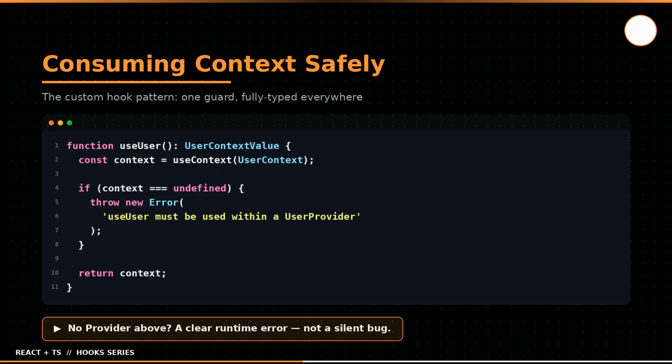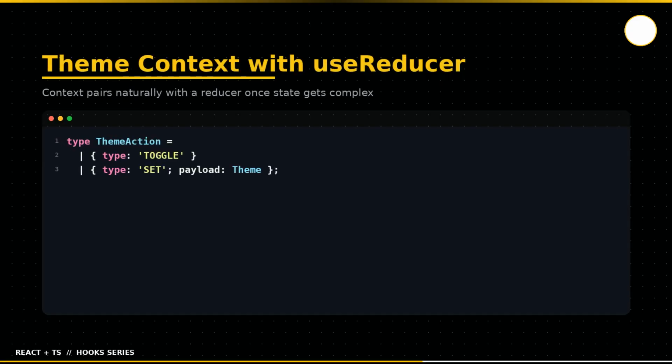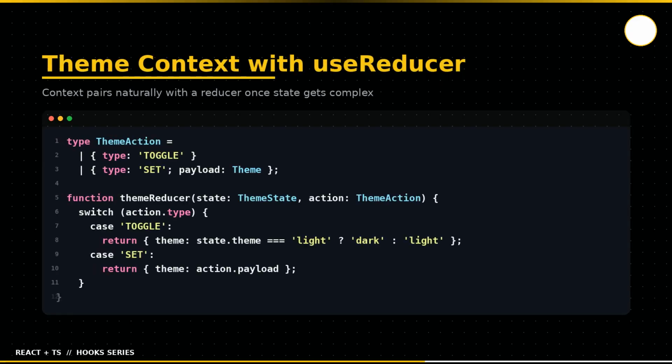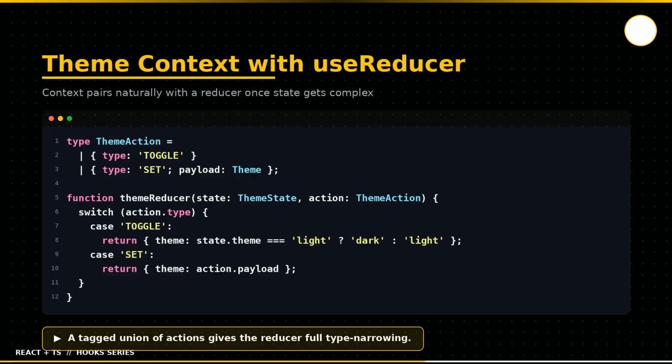Why this pattern matters. It centralizes the undefined check in one hook, instead of repeating it in every consuming component. It gives components a fully typed value, no optional chaining sprinkled everywhere out of defensive habit. The thrown error message tells you exactly what's missing and where, which saves real debugging time in a large app.